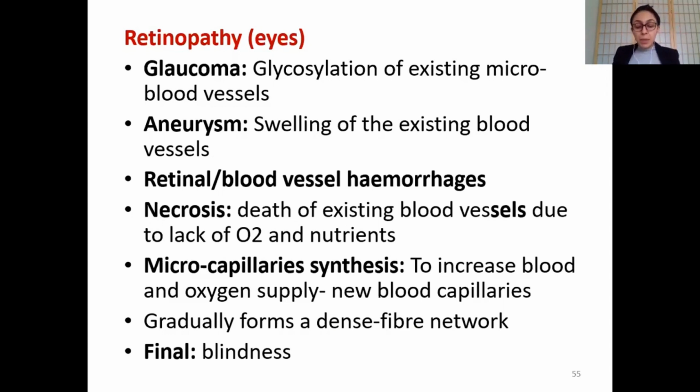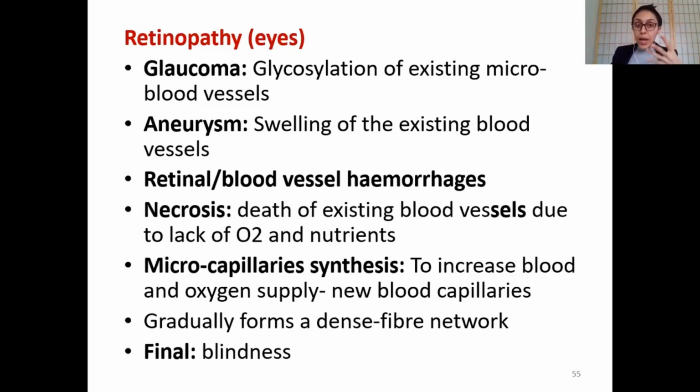Then what happens? The blood vessels which break may die at the end. Or even if they are not broken, because of so much glycosylation of the blood vessels, there is no nutrient and oxygen flowing to the other end, because there is so much glucose deposit in between. Therefore these blood vessels may start dying, because of glycosylation itself and because of hemorrhage as well. And this leads to necrosis, meaning death of the blood vessels, death of the cells.